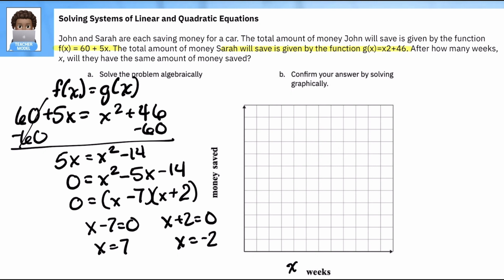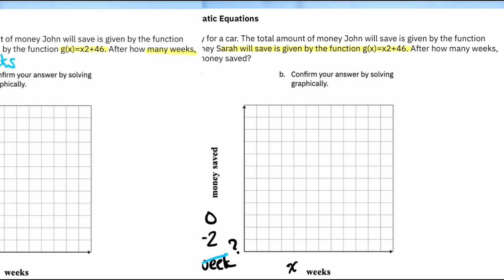Now, because x talks about weeks, this can either be 7 weeks or -2 weeks. That doesn't make any sense, does it? So we're going to cross out this one, as for the context of this problem, it just doesn't work. So it says here at 7 weeks. Let's confirm this on our graph, and I'm going to pick up decimal so we can actually see it there and see what happens at 7 weeks.